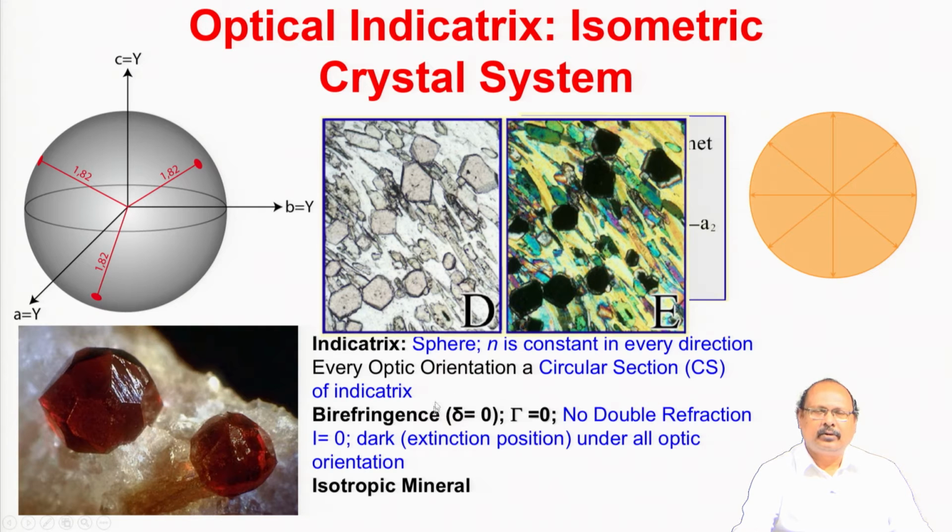That is the reason why the intensity of light that is resolved parallel to the analyzer vibration direction is 0. So, 0 transmission of light passes through the analyzer, and that is the reason why the mineral will be dark or under extinction position. This will be the characteristic feature of the isotropic mineral group.